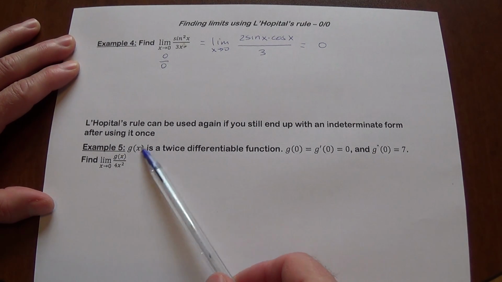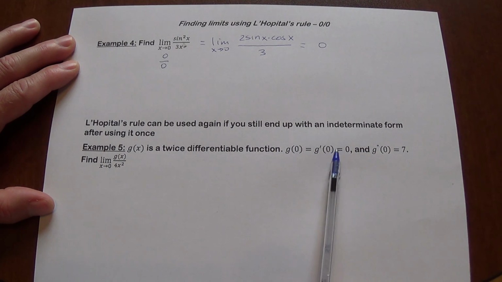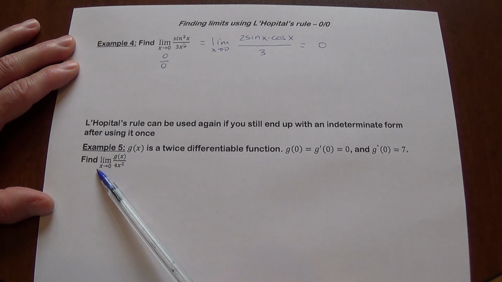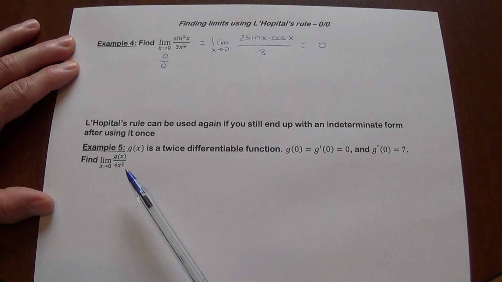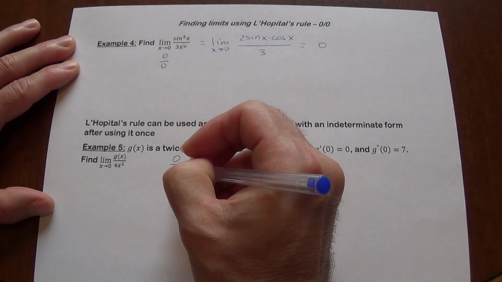Here is a problem that I have. So some g of x is a twice differentiable function. g of 0 is going to equal g prime of 0 and it's going to equal 0. And g double prime of 0 is 7. And we have this limit that we want to find. It's going to be the limit as x approaches 0 of g of x over 4x squared. So as it stands right now, it is 0 divided by 0.